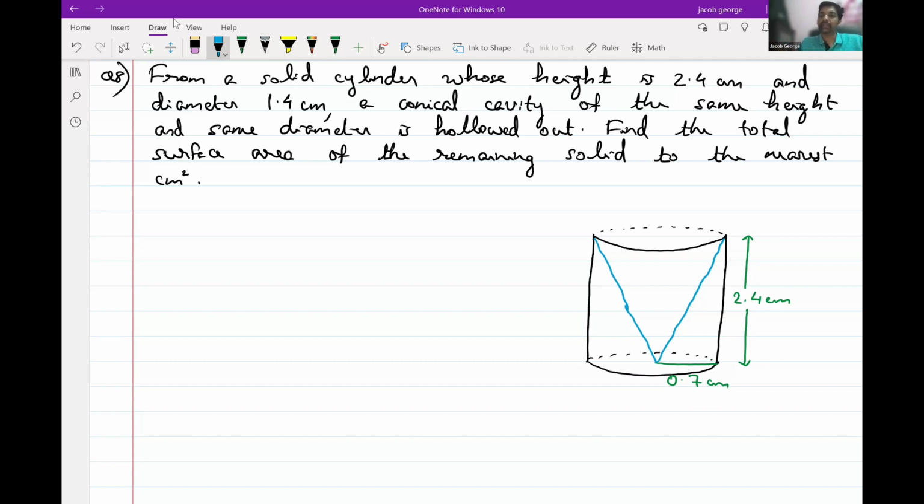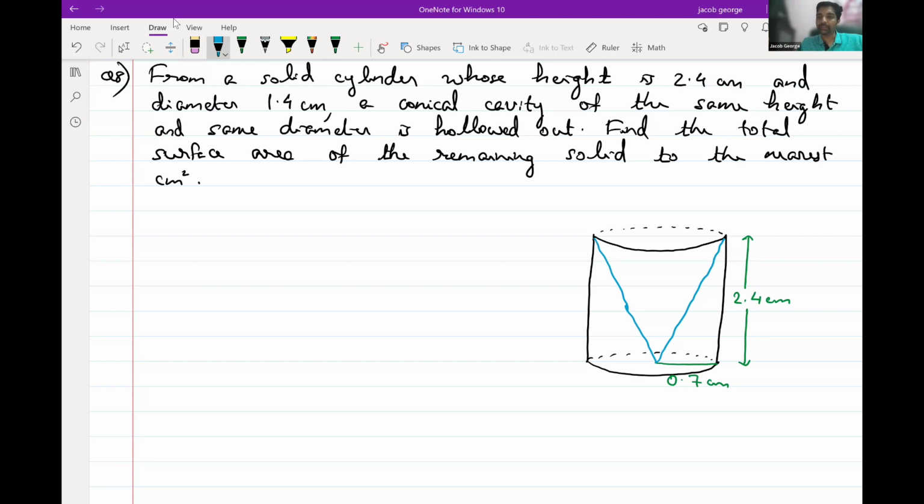Then one more area we can see as a result of this cone being hollowed out. What is that one more area? Is it the CSA of the cone? Look at that blue marked region, CSA of cone. CSA of cone also we can touch, we can see. So these three areas we have to add.